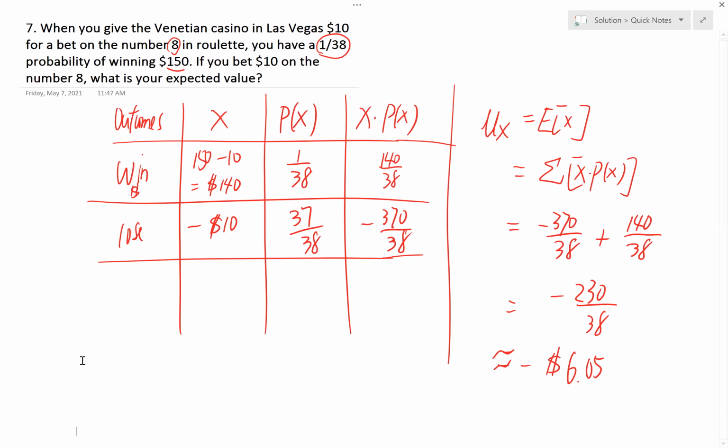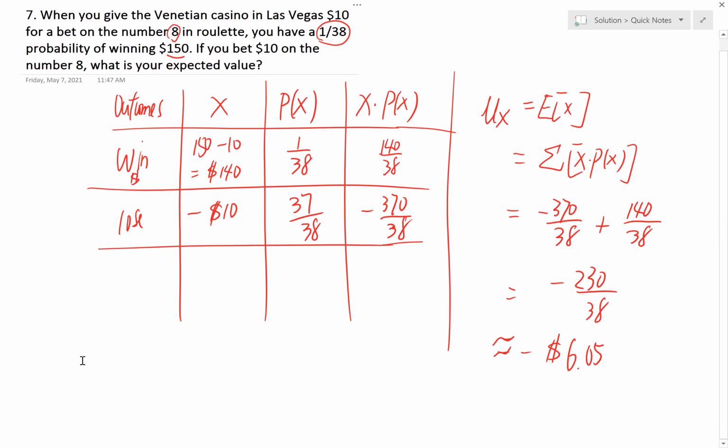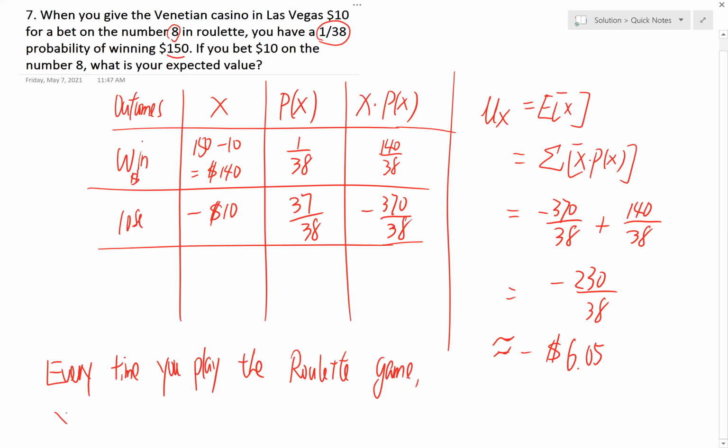So what this is telling us is every time you play the roulette game, on a $10 bet, you expect to lose $6.05. Okay, that's the interpretation of this expected value.